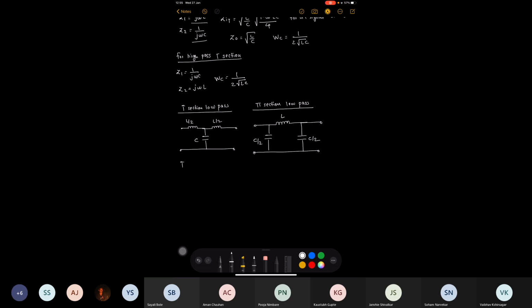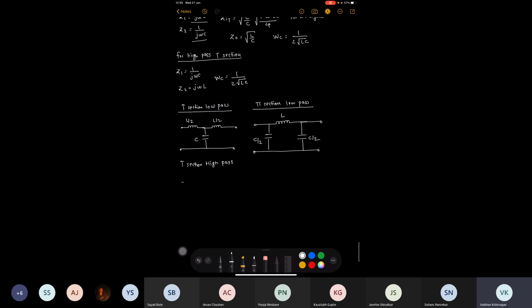Again, the T section high pass configuration, high pass filter. So what we need to do is simply interchange the position of the capacitor with the inductor and vice versa. So the first element is now a capacitor. The second shunt element will be an inductor. The third series element is again a capacitor.